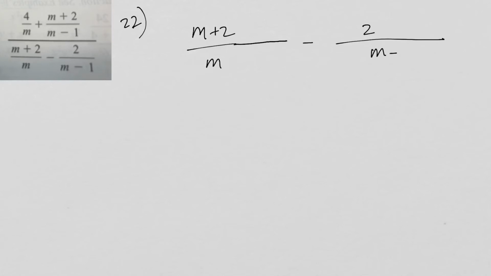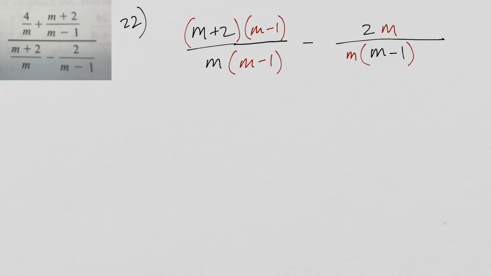Okay, number 22, they want us to subtract in the denominator. So we have m plus 2 over m, minus 2 over m minus 1. So the common denominator is m times m minus 1. So let's multiply that in the numerator and denominator of the left one. And the second one we'll have to multiply by m.